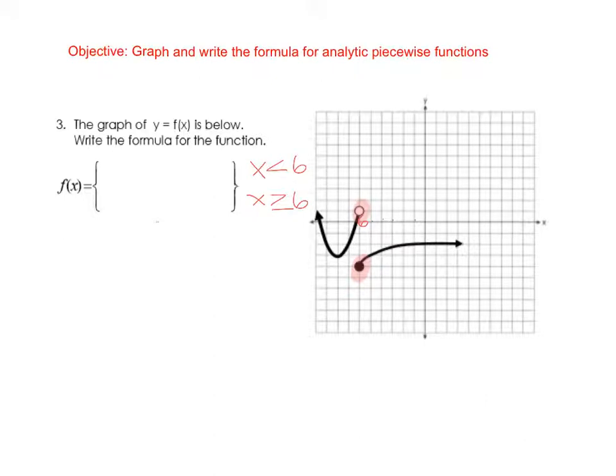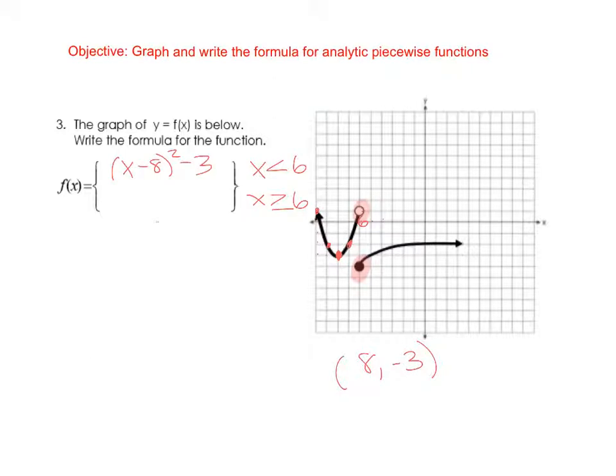All right, so this left function looks like a parabola. My vertex is here. So the vertex is at 8, negative 3. Let's see, over 1, up 1, over 1, up 1, over 2, 1, 2, 3, 4, over 2, 1, 2, 3, 4. So it looks like it's a regular parabola. So we've got our x minus 8 squared minus 3.